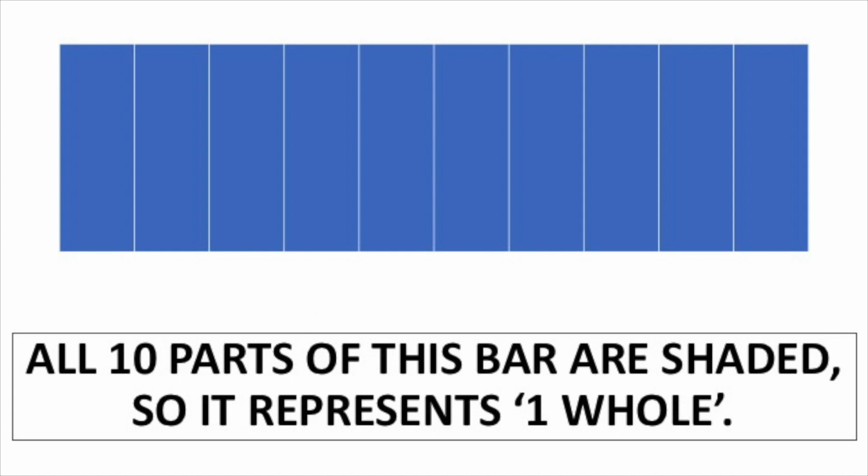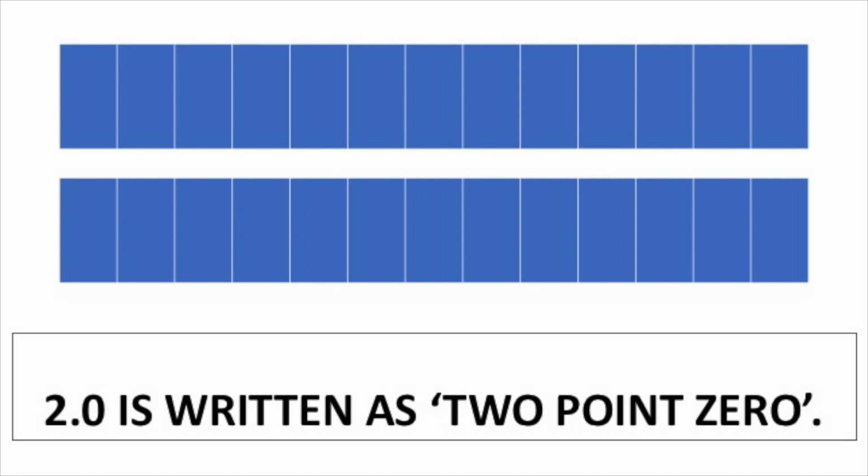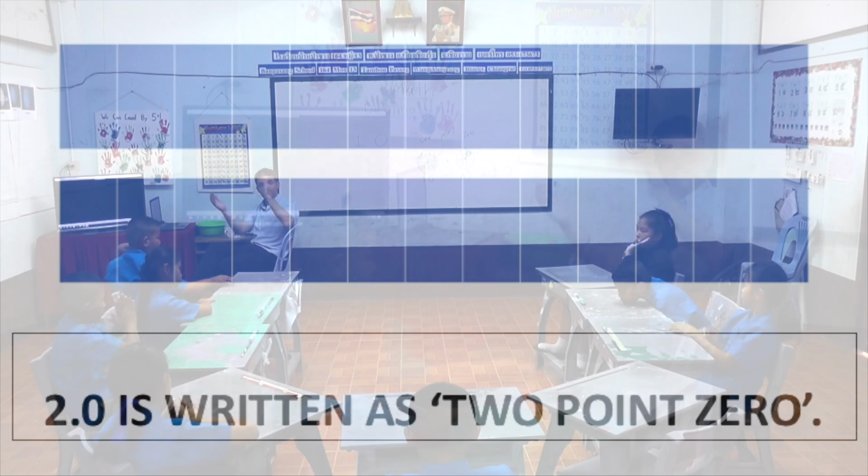And if we have 2 wholes and nothing else, that means no decimal. 2.0. You see? One whole plus one more whole is written in decimal form as 2.0. Because we've got 2 wholes. So the whole numbers go to the left. 2. And no decimals. So the decimals is 0. 2.0. And 2.0 is written as the words 2.0. Any questions, guys? Okay, that was excellent.